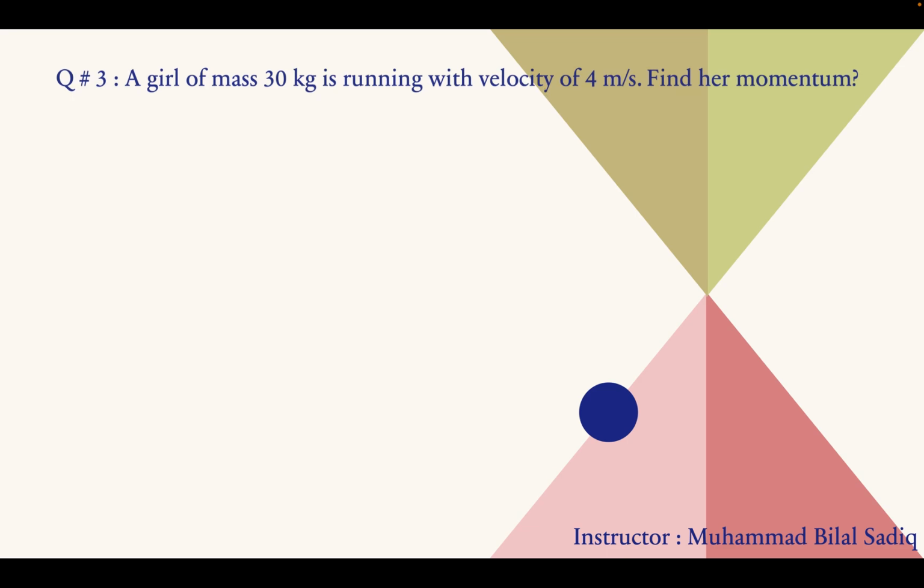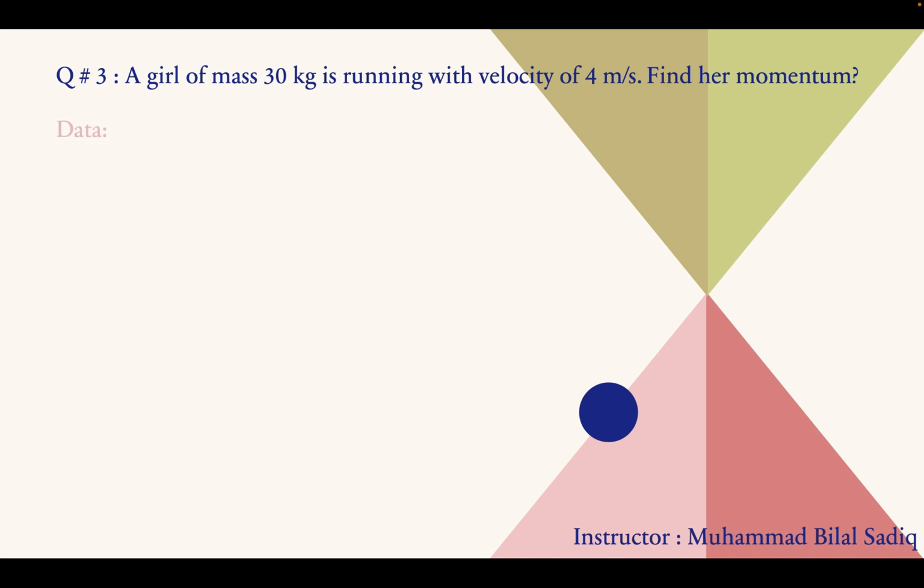In the next problem, a girl of mass 30 kg is running with the velocity of 4 meters per second. So the velocity of the girl is 4 meter per second. The question that is required of you is to find the momentum of the girl.